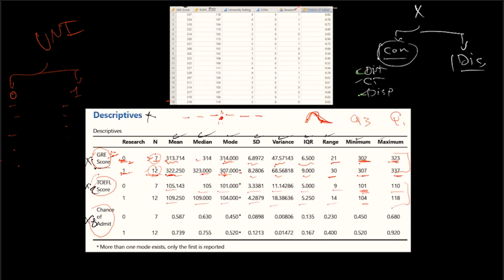In the TOEFL score, I can't really tell a huge differentiation between people who did research or didn't. But look at the chance of admission. I want you to look at the minimum and maximum among the people who didn't do their research. Their chances are less than half, 45%, with a maximum of 68%. But the people who did their research have chances between 52%, which is more than half, and 92%. So I think you can easily see that this variable, chance of admission, and whether you did research or you didn't, have a very, very obvious relation.